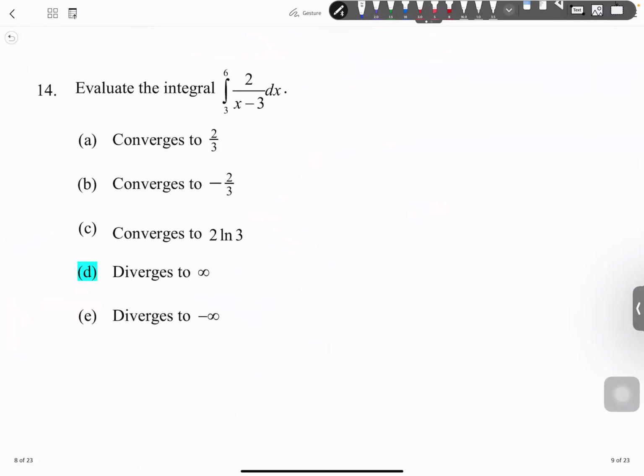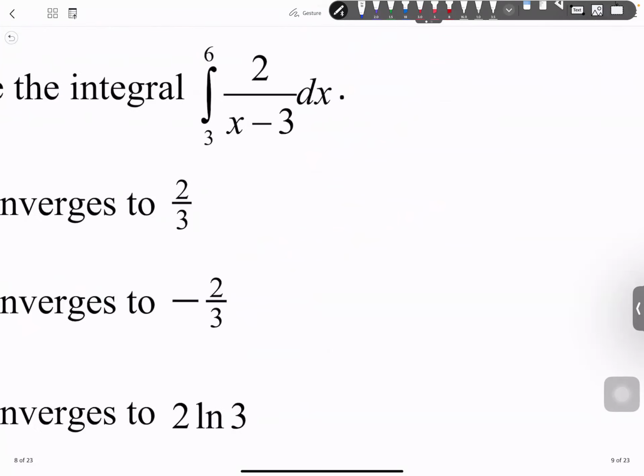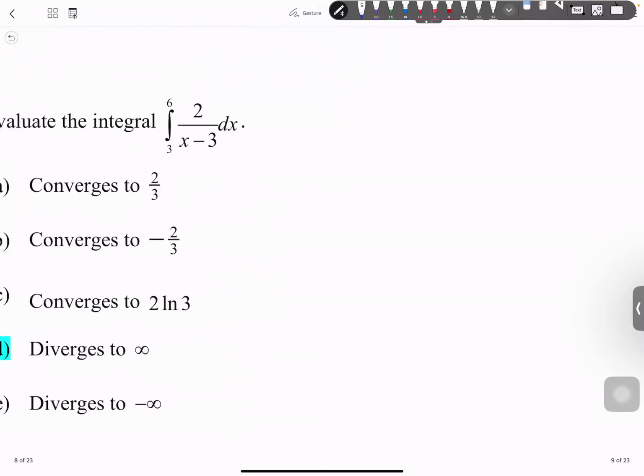Number 14, we would like to evaluate the integral from 3 to 6 of 2 over x minus 3 dx. So this is an improper integral. Do you see that I am not able to plug this bottom bound back into this denominator, right? So this is an improper integral. So I want to write this as the limit, and you can choose any letter that you like. I'm going to say A. The limit as A approaches 3 of the integral going from A to 6 of 2 over x minus 3 dx.